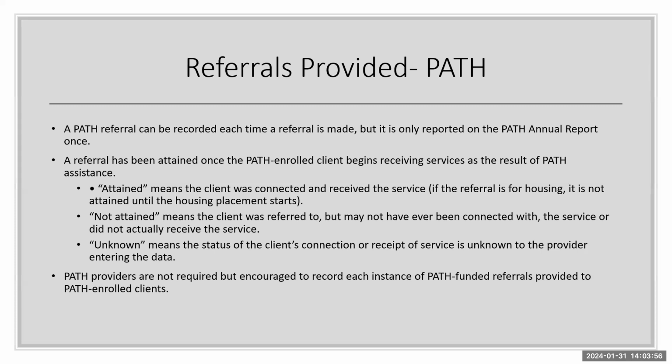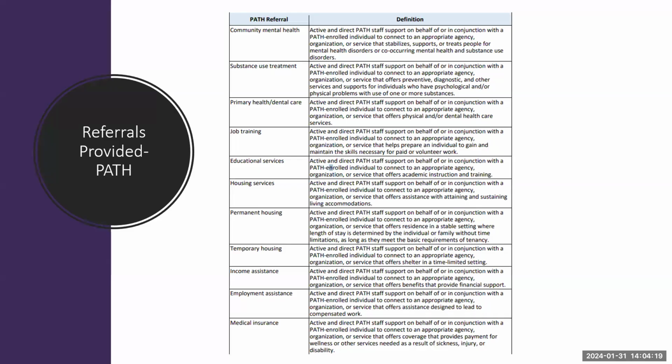Once the PATH-enrolled client begins receiving services as the result of PATH assistance, you have to mark it as attained, not attained, or unknown. PATH providers are not required, but encouraged to record each instance of PATH-funded referrals provided to the PATH-enrolled clients. Examples and the list of referrals that you can make that are PATH eligible, that will also show up in the PATH drop-down box, include the following. The first column is the referral type, and then there is a definition listed here that includes all aspects of that referral type.